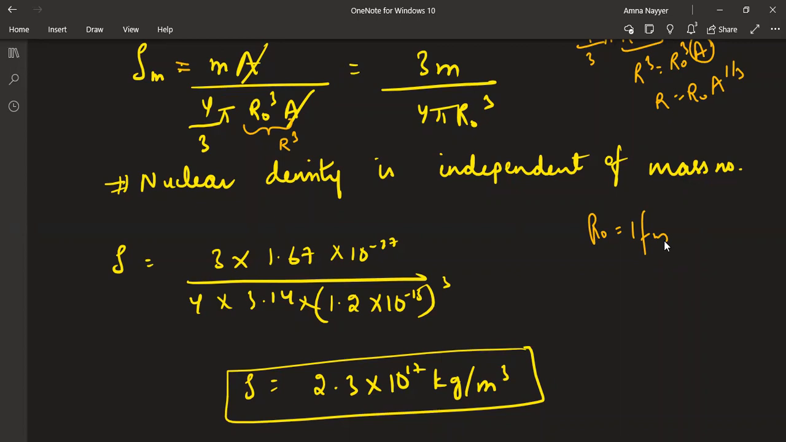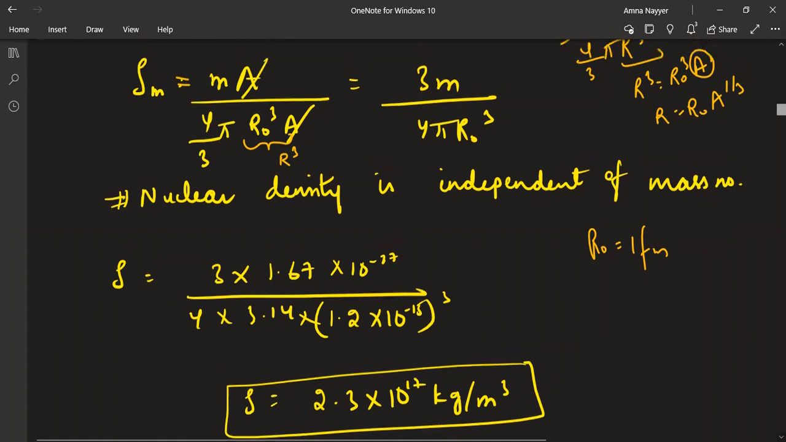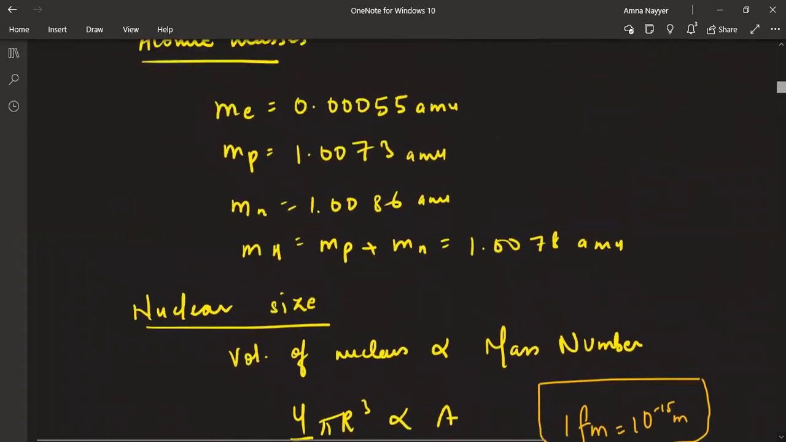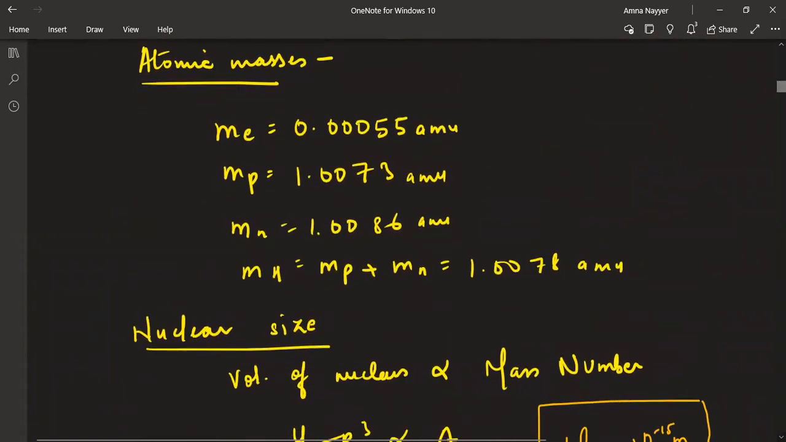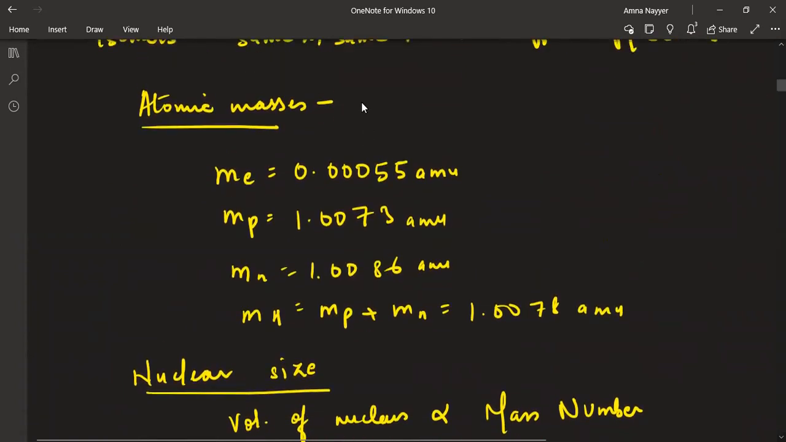See class, formula based questions come from the above part, nuclear size, and nuclear density questions also. How the questions come, I'll discuss 2 to 3 questions with you. First, note down this portion. From here, then I'll discuss some questions with you, because questions do come from this part, especially from nuclear size.